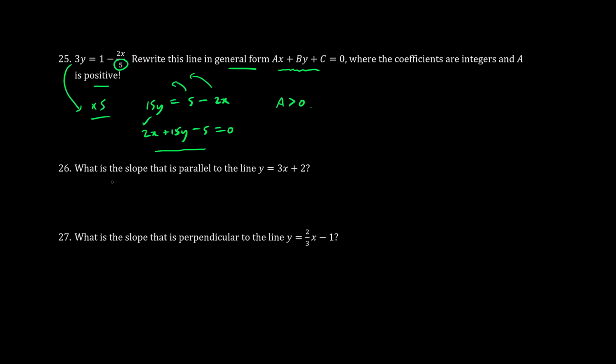As for question 26, we're talking about parallel slopes. We know the slope here is equal to 3. So to have a parallel slope, the parallel slope will also be 3. Now, as for perpendicular, the regular slope is 2/3. Look at your formulas. You'll realize that the perpendicular slope is the negative reciprocal. So we not only flip these, we also change the sign from positive to negative. So the answer is negative 3/2.